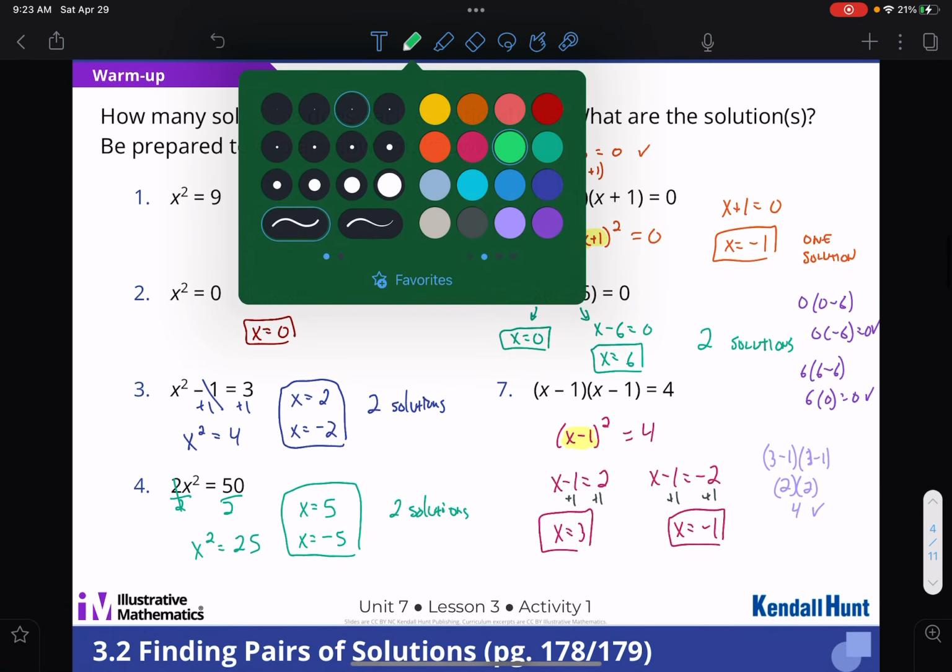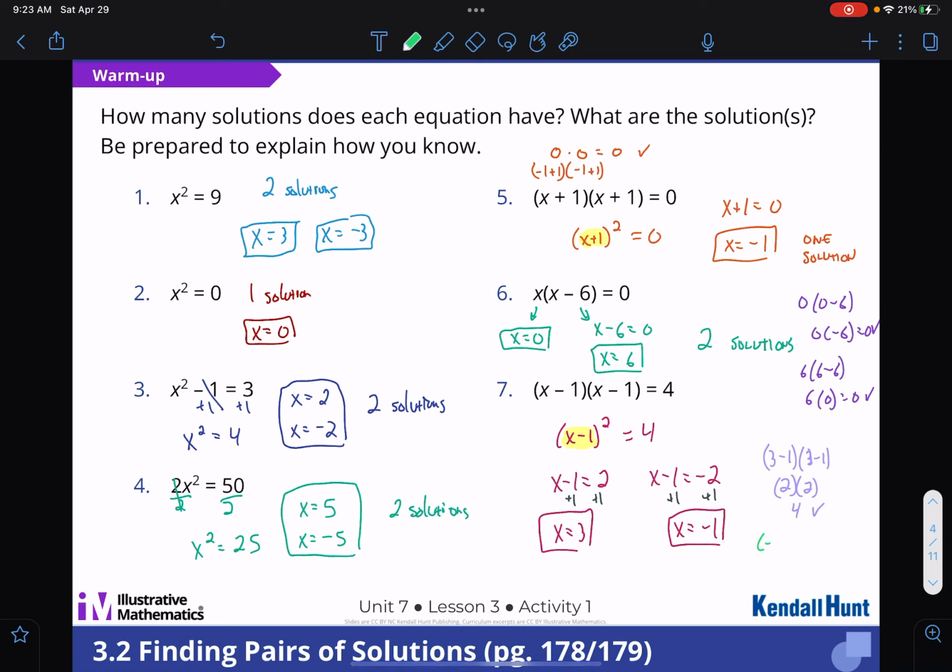Similarly, if I were to plug in negative 1 minus 1 times negative 1 minus 1, that's going to be negative 2 times negative 2, which is also positive 4. So there we see we have two completely different answers because there were two ways for us to get 2 or negative 2. Okay? So that is how we are solving these quadratic equations, by thinking about what number needs to be squared.